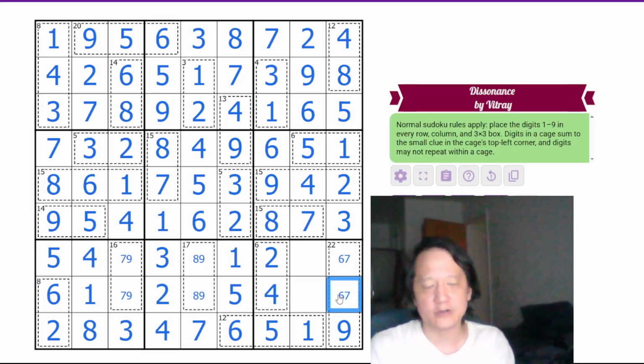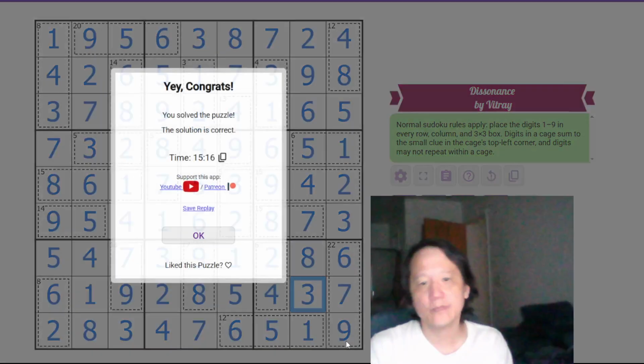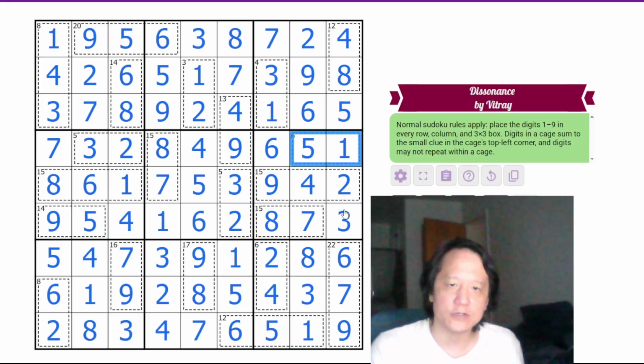We have a 6 here anyways. 6 eliminates 6 there, so it's 7 and 6. Makes that 9 and 7. Makes that 8 and 9, which leaves us an 8 here and a 3 here. And that's the solution. Yep, pretty straightforward Killer Cage Sudoku.